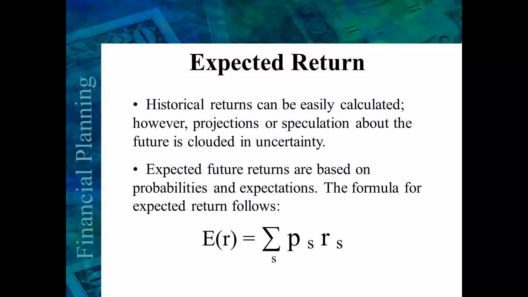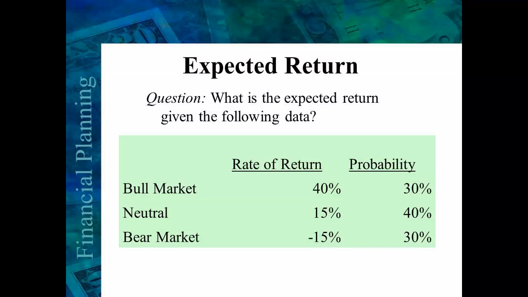The formula that you have seen before in Business 591 for expected return is: expected return equals sigma P sub s R sub s, where P is the probability of the scenario and R is the expected return of that scenario. Let's look at an example for a quick review of expected return. What is the expected return given the following data?